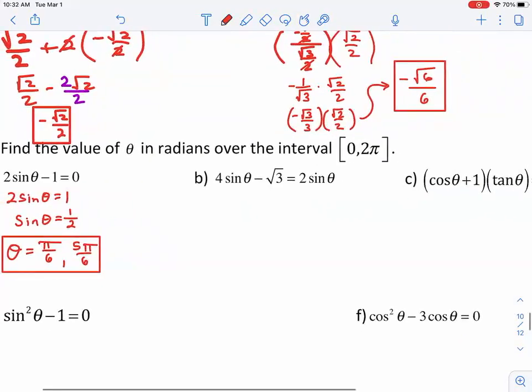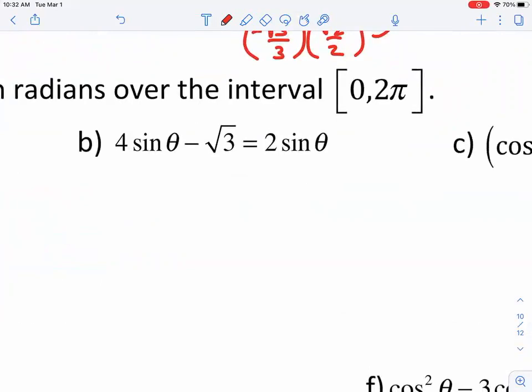All right, let's do part B. So again, think of this as 4x minus root 3 is equal to 2x. Well, you would get your x's on one side and your numbers on the other side. So that's what I'm going to do here. I'm going to move that guy over. So 4 sine theta minus 2 sine theta would be 2 sine theta. And I'm moving the negative root 3 over, and that's going to be positive root 3. So my first step, I get 2 sine theta equals root 3.